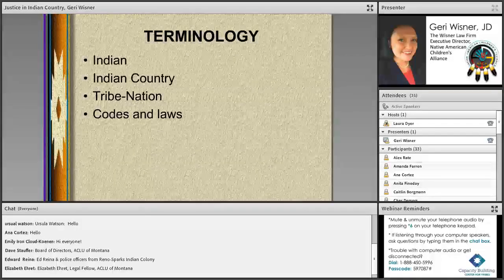I think it's important that we start off by talking about terminology. As I started off saying, I'm Muskogee Creek, but I'm Indian in accordance with the federal codes and how they're written, because they define Indians and Indian country.